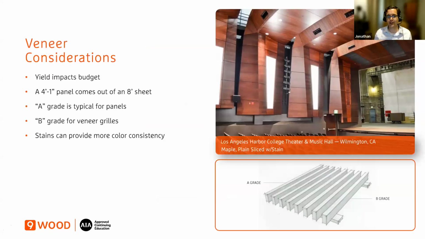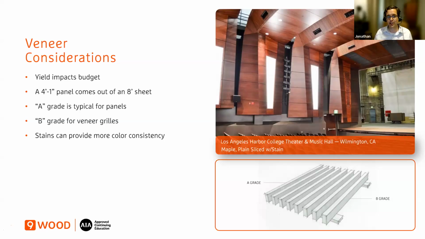And just like with solid wood, yield does impact budget and actually impacts sustainability too. So one thing to keep in mind is the sky is the limit within a 4 foot by 8 foot sheet. You can get whatever size you want. With that said, if you specify a 4 foot 1 inch panel, the manufacturer will buy a full 4 foot by 8 foot sheet, and they're going to have to cut off a 3 foot 11 inch offcut that's going to go into the recycle or waste bin. So it will be more expensive.